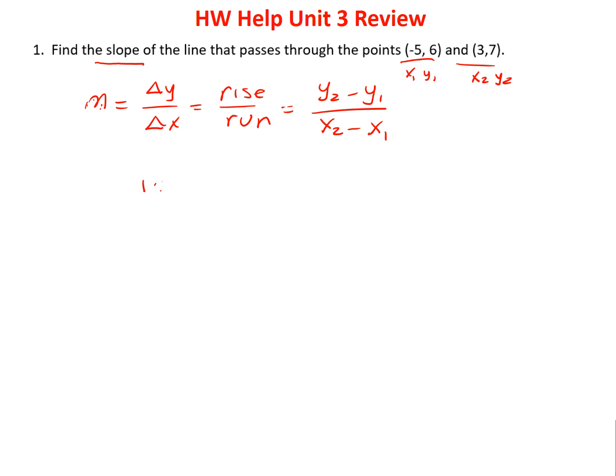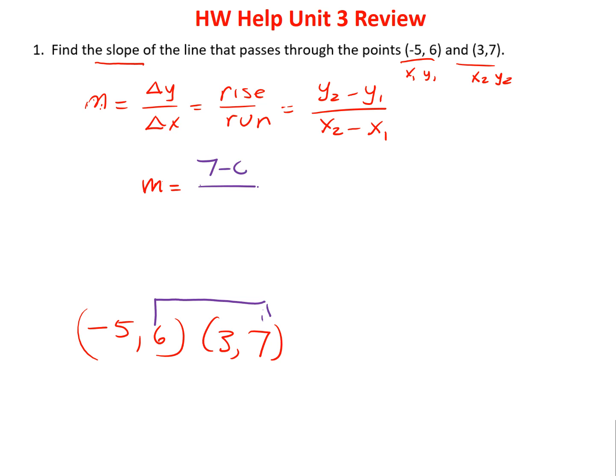So our slope here is going to equal, sometimes I set them this way so I can see them easier. I'll put (-5, 6) and (3, 7). And since it's the second one minus the first one, I'll go 7 minus 6. Okay? So on top I have 7 minus 6. And then down below, 3 minus 5.